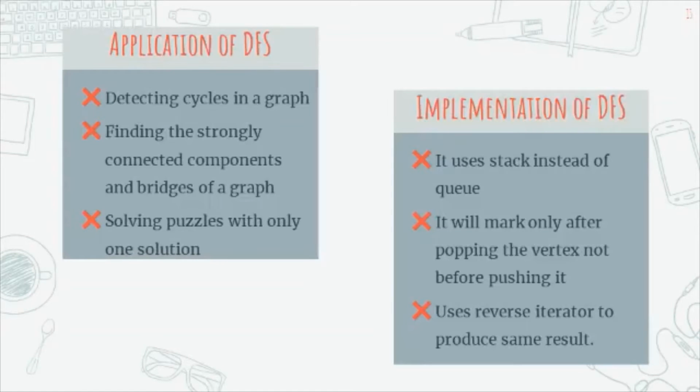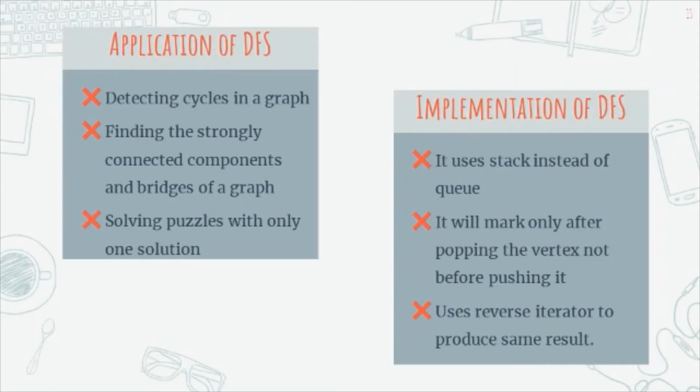These are some of the applications and implementation of DFS. Application of DFS: the first one is detecting cycles in the graph. The second one is finding the strongly connected components and bridges of a graph. The third one is solving puzzles with only one solution, for example, a maze.